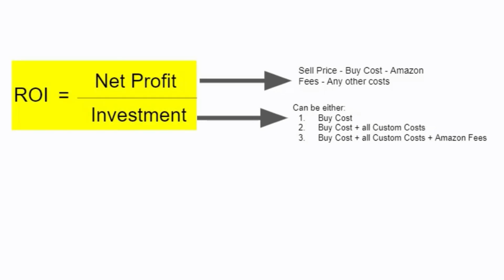ROI is net profit divided by investment. Your net profit is sell price minus buy cost minus Amazon fees minus any other costs. Your investment can be either your buy cost, or your buy cost plus all custom costs, or your buy cost plus all custom costs plus Amazon fees.